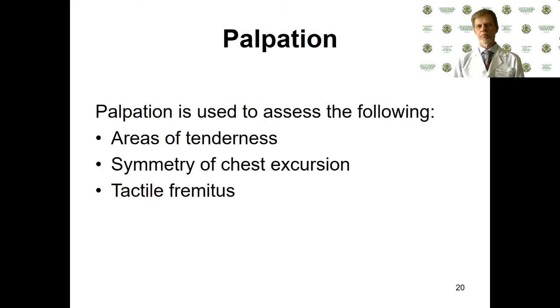Next, what we can do: palpation. Palpation of the chest. Of course, we can't palpate lungs. Lungs are covered with ribs, muscles, skin, actually. That's why we do palpation of the chest. What can we find? Areas of tenderness, symmetry of the chest excursion, and tactile fremitus.